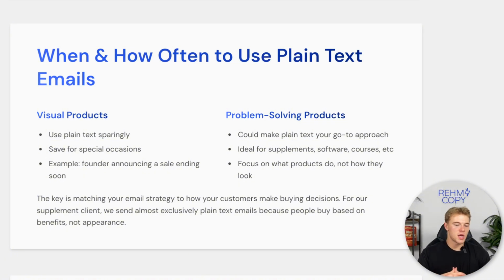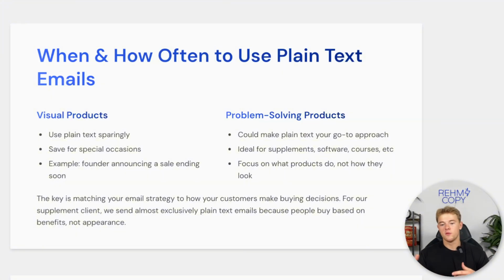So if you do sell a visual type of product or a visual line of products, you'll probably want to use plain text emails more sparingly, but there are still a lot of great occasions when you can use it. One good example is if you're running a sale and it's getting to the end of the sale, sending a from-the-founder email, plain text style, where you're talking about the sale ending soon, can be extremely effective.